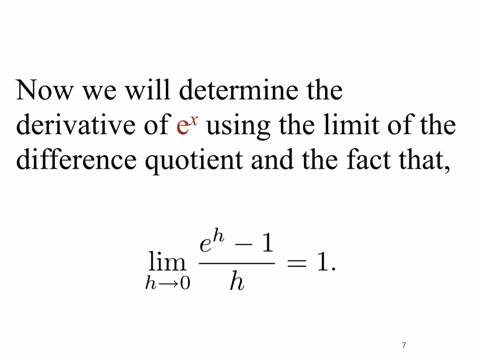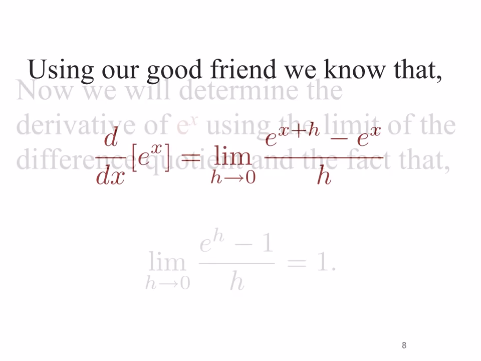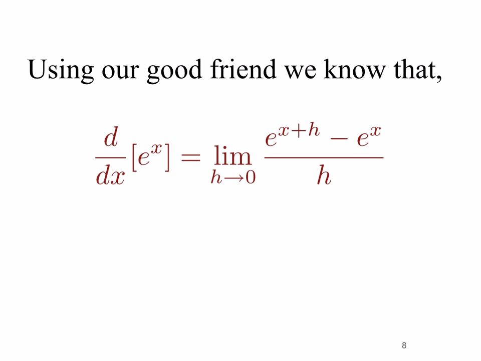So now we want to look at how we can derive the derivative of e to the x, and we're going to use our difference quotient for that. So the derivative of e to the x should be equal to the limit as h approaches 0 of e to the power of x plus h minus e to the x all over h. Because remember, we take the limit as h goes to 0 of f of x plus h minus f of x divided by h. And that's exactly what we have here.